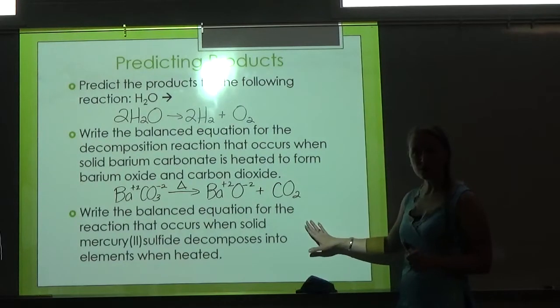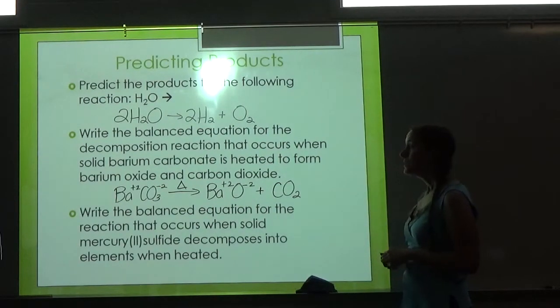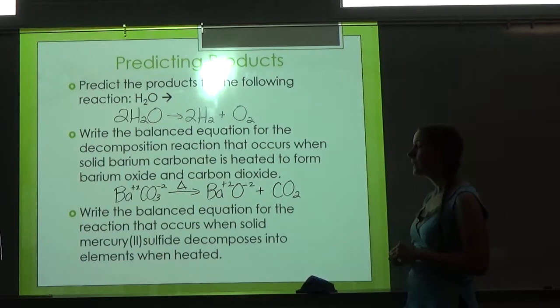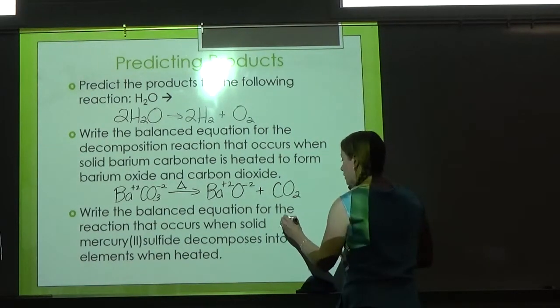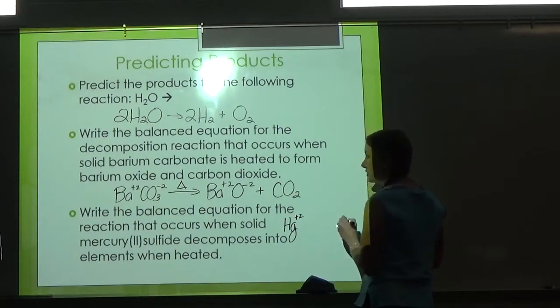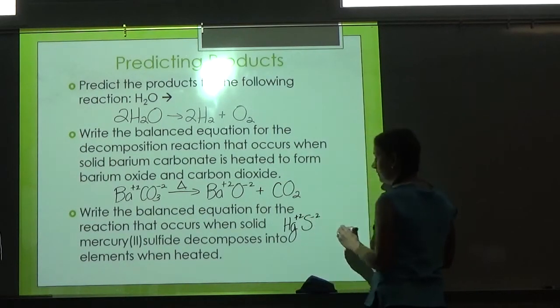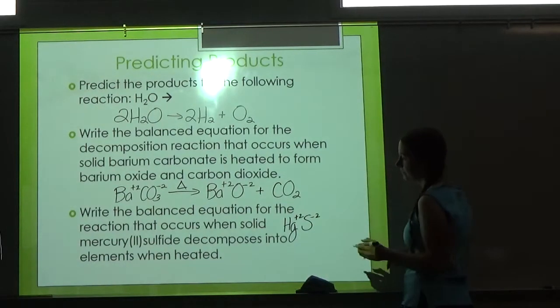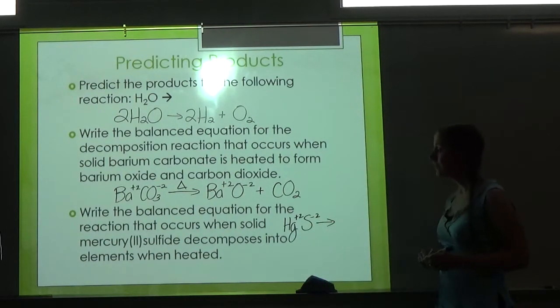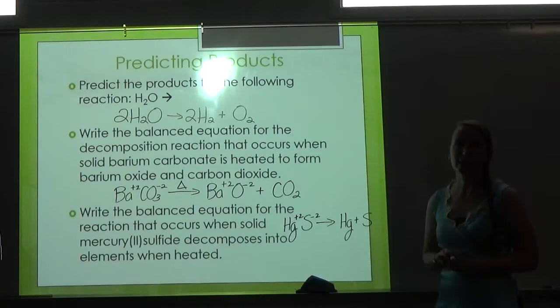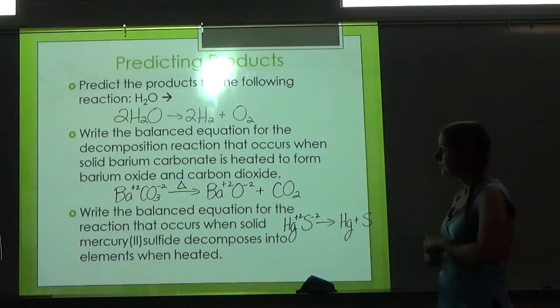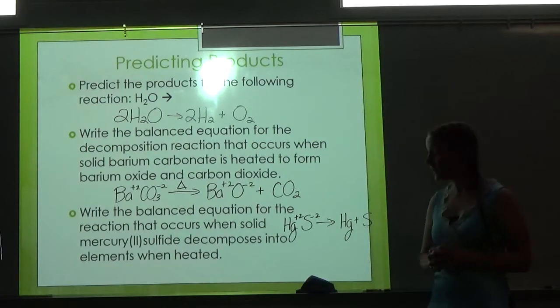Maybe pause it and you try the bottom one, and then we'll look at it together. It says, write the balanced equation for the reaction that occurs when solid mercury(II) sulfide decomposes into elements. This time, I need to come up with them myself. Mercury(II) sulfide. Mercury is just Hg. The II means the charge. Sulfide is S with a negative 2, so I don't need to cross anything here. It decomposes, so I'll put my arrow into its elements. Mercury is not a diatomic, so it's just going to be Hg. S is also not a diatomic, so it's just going to be S. Hopefully you got that one right.